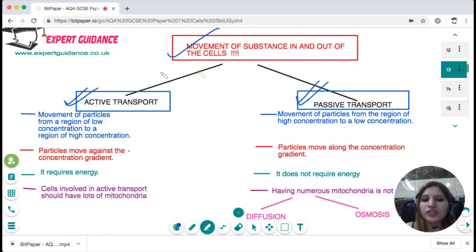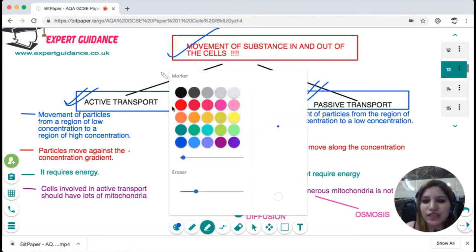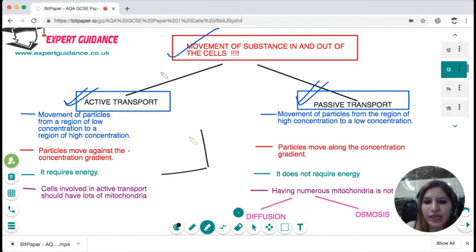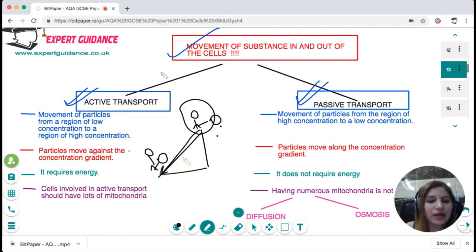Now, in order to understand active transport and passive transport, let's take the example of a hill. There's a hill, and one boy is standing with a ball at the top of the hill and one boy is standing down at the bottom. It is easier for the one at the top of the hill to send the ball down, and it will not take much energy. But on the other hand, if you send the ball up, you require more energy because it is going against gravity. The same thing happens in terms of transport.